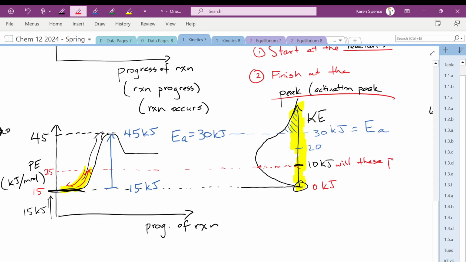This is just, will these particles make it over the hill? No. And the answer is no. They would get partway up and roll back down. Thank you for asking that question. Now we have it illustrated, okay?